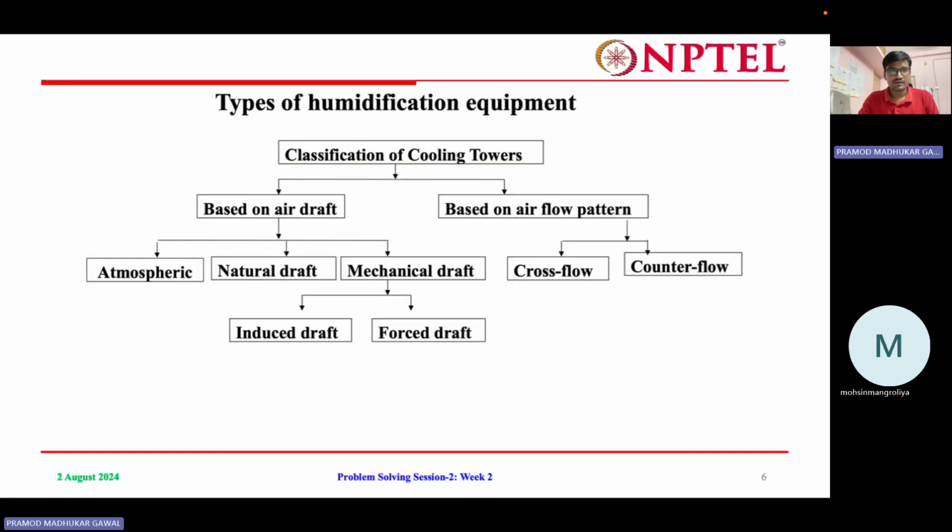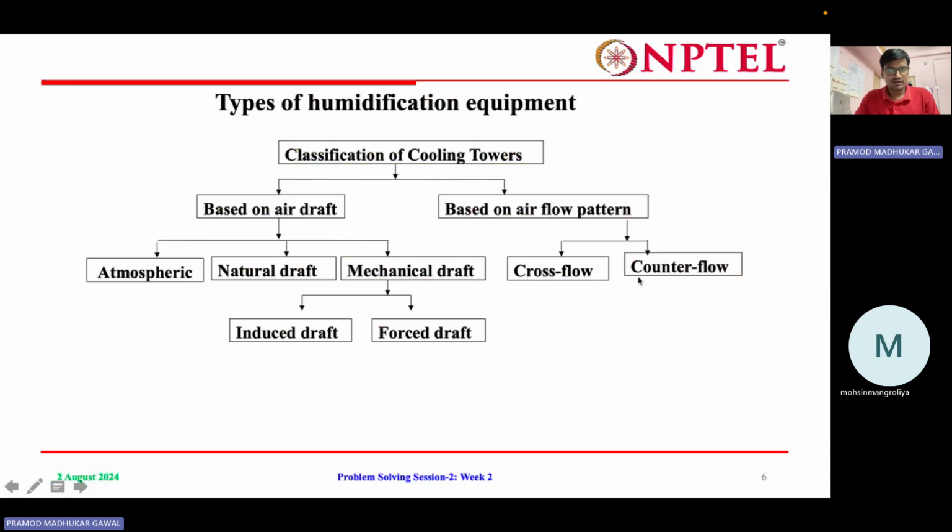Based on that, there are the types of humidification equipment you have already studied. Now the classification of cooling towers. Based on the air draft, they are classified as atmospheric, natural draft, and mechanical draft. Mechanical draft is again classified as induced draft and forced draft. Based on the air flow, they are classified as cross flow and counter flow, right?